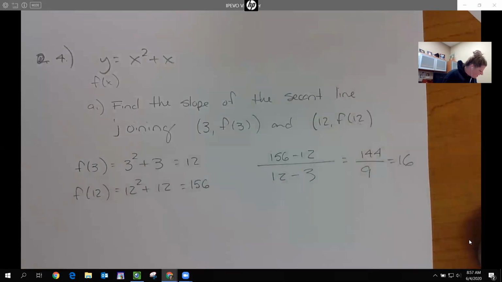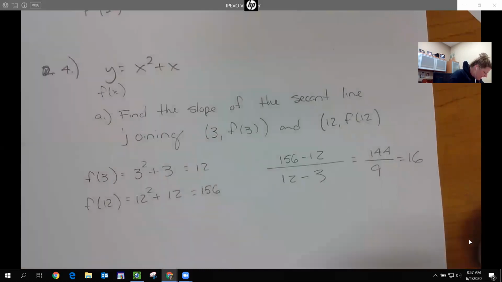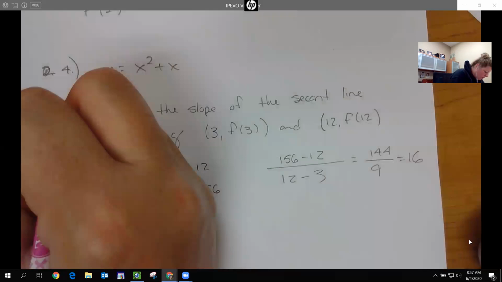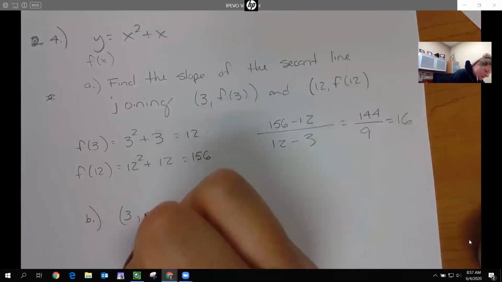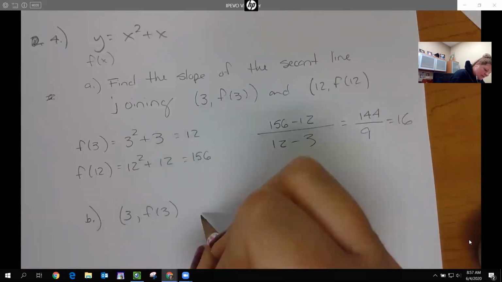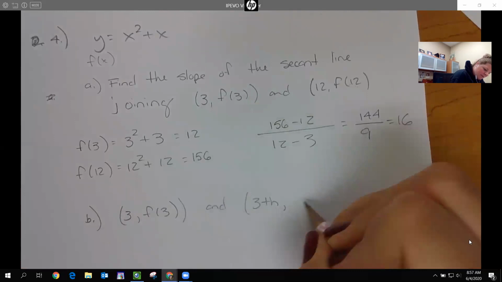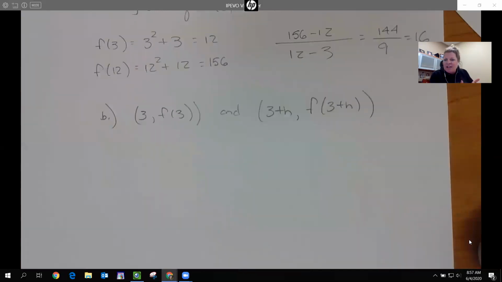So then what if I said, I could say, so part A, oh, I did call that part B. What if your points are 3, f of 3, and 3 plus h, comma, f of 3 plus h. So what if I change those points to look like this? Same function, same question. Find the slope of the secant line joining these 2 points.